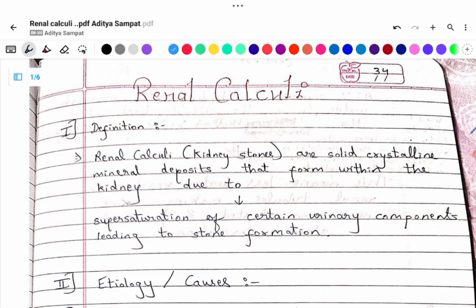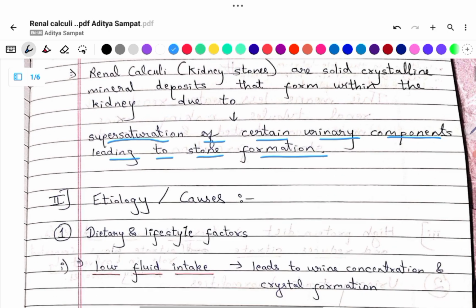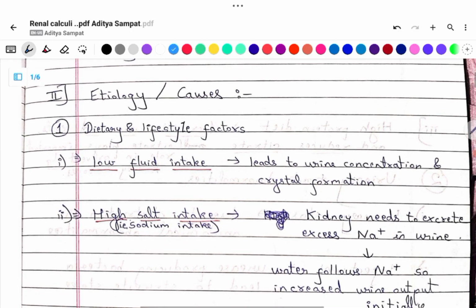Today we are going to learn about the topic renal calculi. So let's start with the definition. Renal calculi are solid crystalline mineral deposits that form within the kidney due to supersaturation of certain urinary components leading to stone formation. So let's now move on to the etiology or causes.